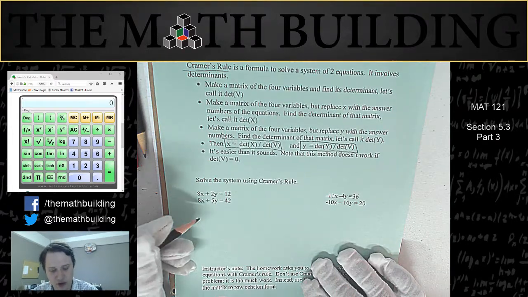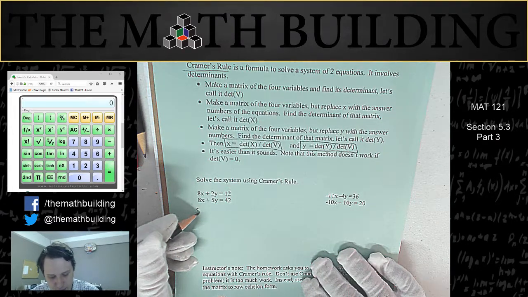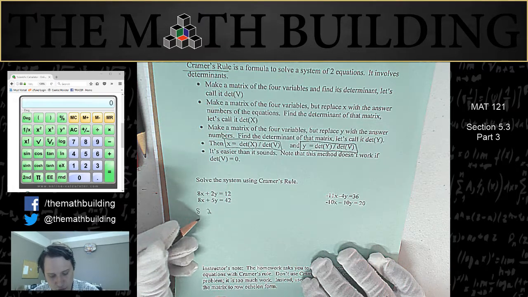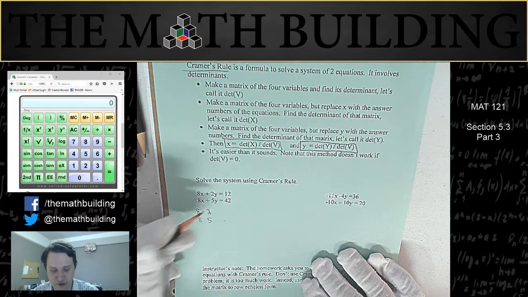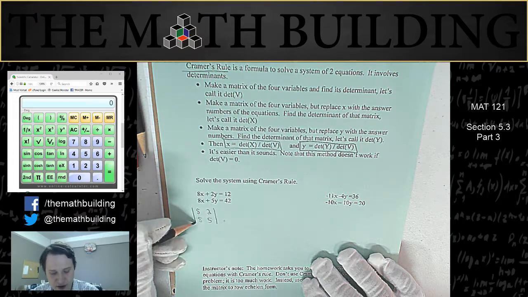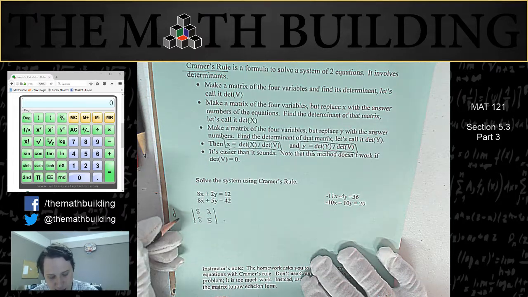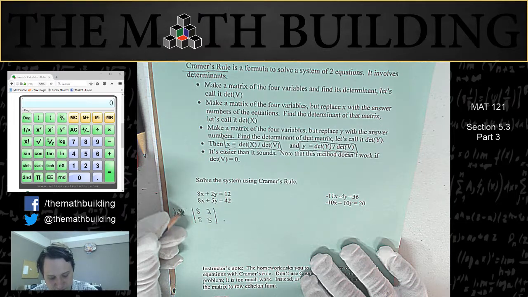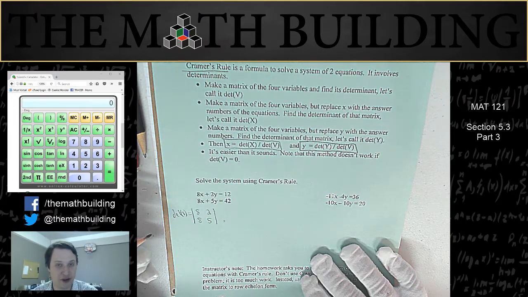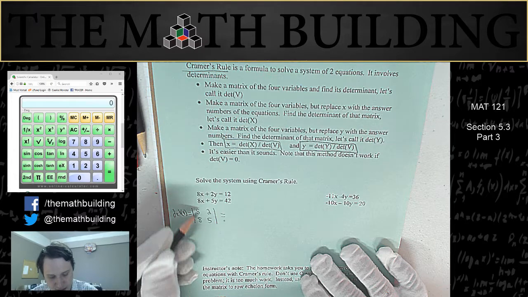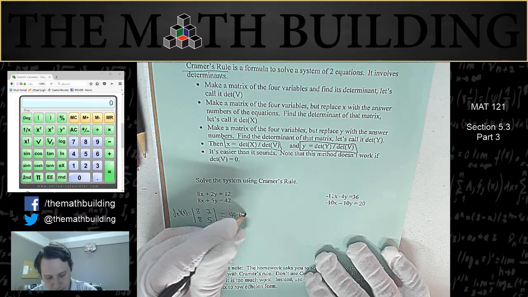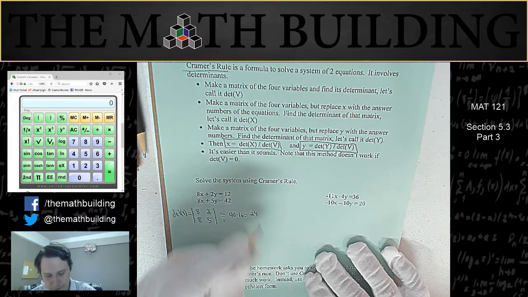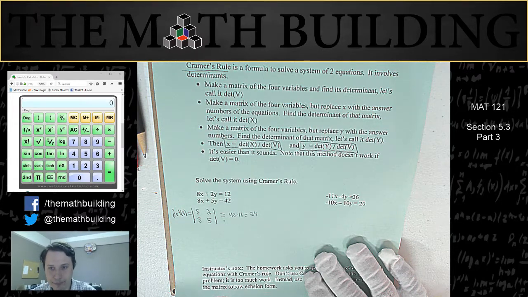The first thing you do is make a matrix of just the variables: 8, 2, 8, 5. Do you see how I did that? Just the coefficients of the variables. Then we find the determinant of that. I call this the determinant of v, because v is for variable. So 8 times 5 is 40, minus 16 is equal to 24.